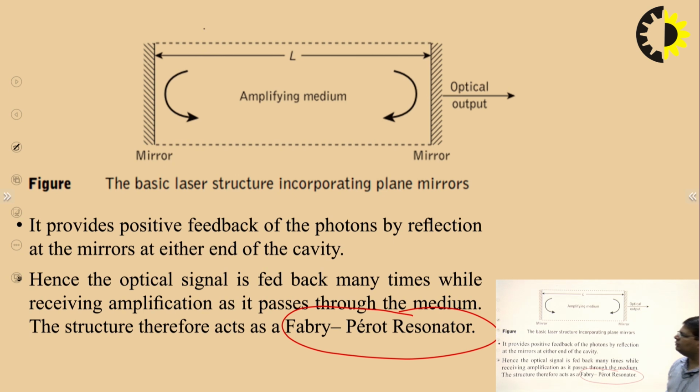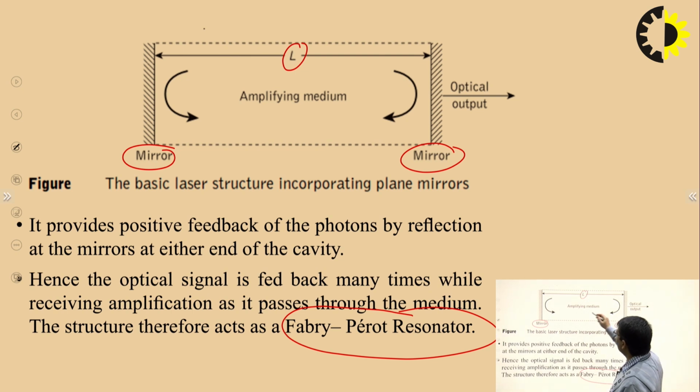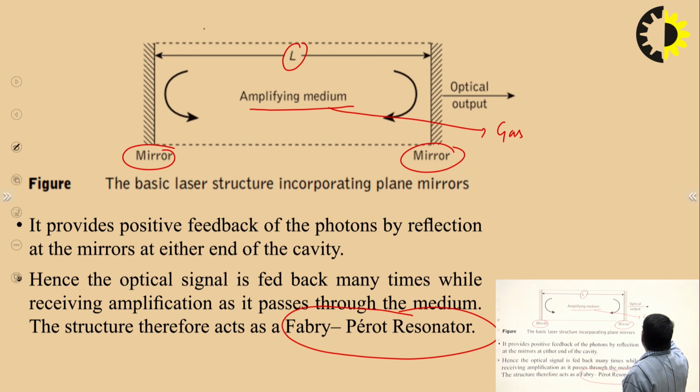Basically in this cavity based laser structure, we have mirrors on both sides of the cavity, then we have the length of the cavity, and we have some kind of amplifying medium in between. This amplifying medium can be, for example, a gas, for example helium neon gas. It can be a semiconductor material. It can also be a crystal.